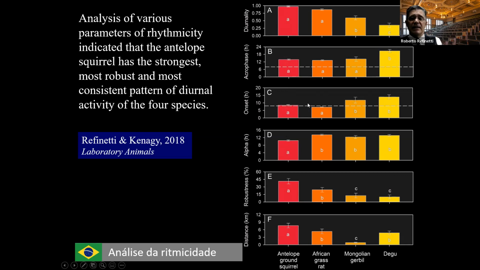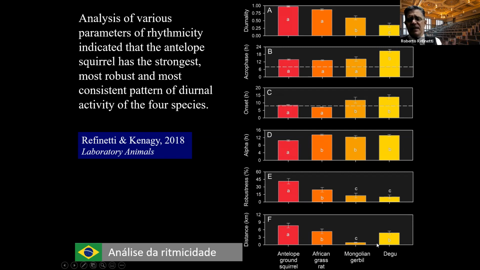The onset of activity, when they start around the lights on, is a little later for the gerbil and a little later for the degu. Alpha, I guess at this point, doesn't matter too much. That's the duration of the activity in a day, and there isn't very much of a clear difference. Robustness, how strong the rhythm is, is very strong in the antelope ground squirrel, not as strong in the others.